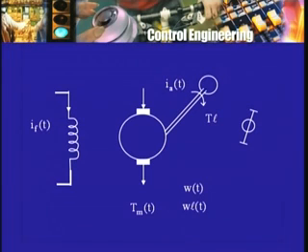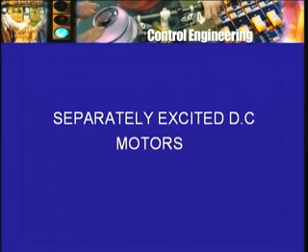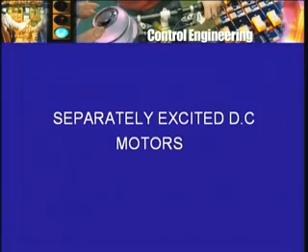For example, one way is to connect the field winding to a DC voltage source which is kept constant. You don't change the voltage of the DC supply. Such a scheme is known as a separately excited DC motor. Separately excited because the excitation, the power source that produces the current in the field winding, is separate from the power source that produces the armature current. So we have a separately excited DC motor here.